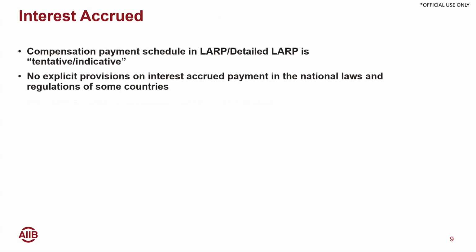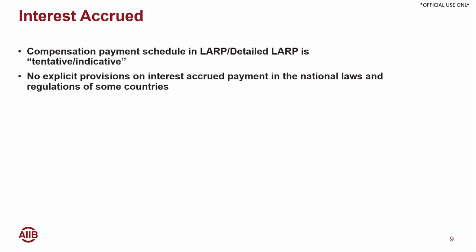And then interest accrual. There are two issues. One is in the resettlement plan, which also includes resettlement plans for IDB-financed projects, AIIB-financed projects, and also World Bank projects. The payment schedule is indicative and tentative. So it's not a fixed time for when the actual disbursement of compensation is. So we cannot provide interest accrued.